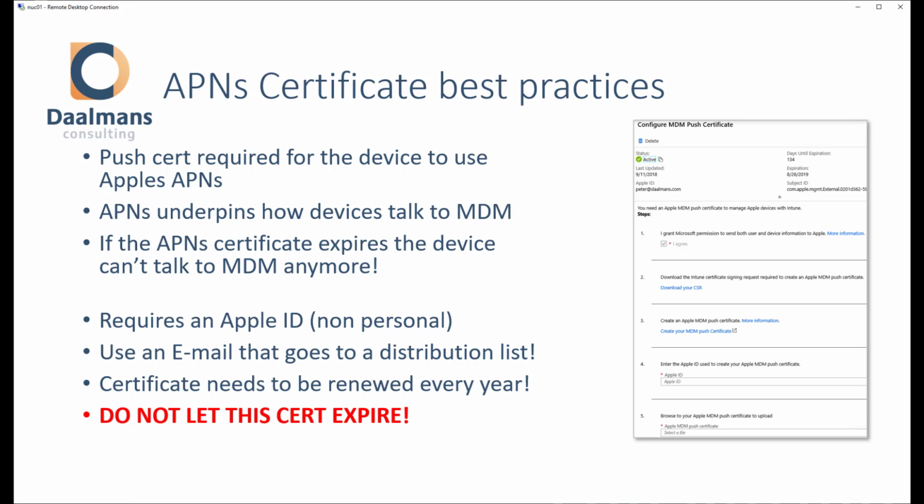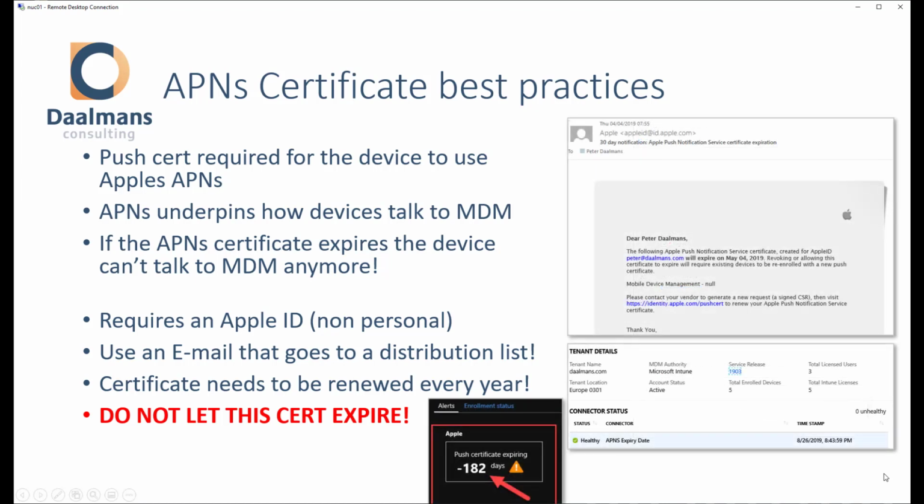And if you're not able to renew the certificate, it will expire and all your devices will become unmanaged. And therefore you need to re-enroll all of your Apple devices. So be aware that you don't use a personal Apple ID, and configure a non-personal Apple ID with an email address that goes to a distribution list, because you will be notified that the certificate will expire. You will be notified via email. You will be notified from the Intune portal.